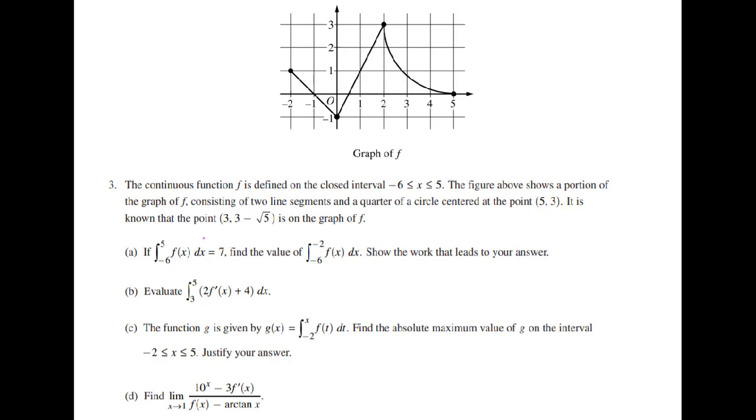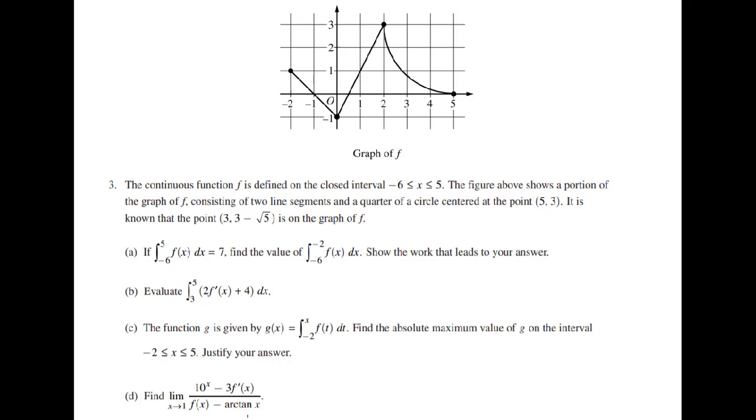Let's look at part A. So, if the integral from -6 to 5 is equal to 7, find the value of the integral from -6 to -2. Show the work that leads to your answer. Okay. Now, remember how I briefly said translating these problems was like a skill you need to have? What is this asking us?